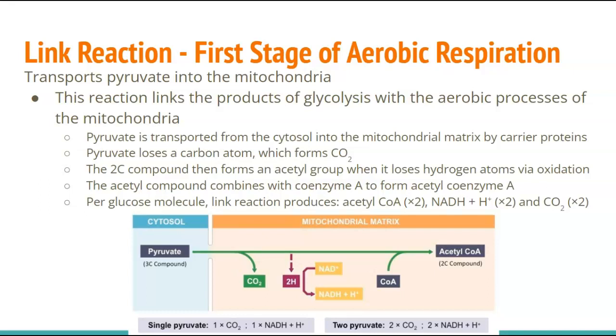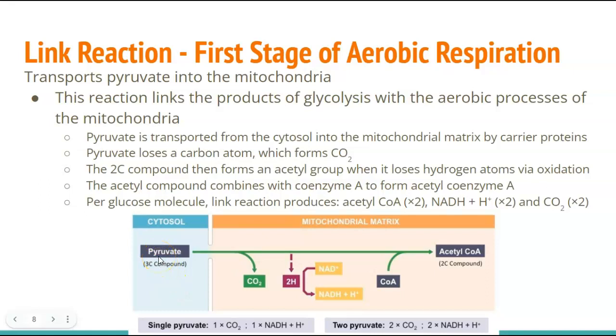So per glucose, remember glucose is a 6C, you're doing this link reaction twice, right? Because the 6C glucose gets broken into two 3C pyruvates. So this picture that you are seeing here happens twice. The pyruvate, this is half of your glycolysis outcome. So this will happen 2 times.